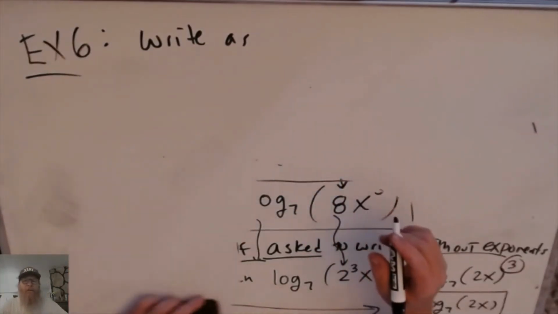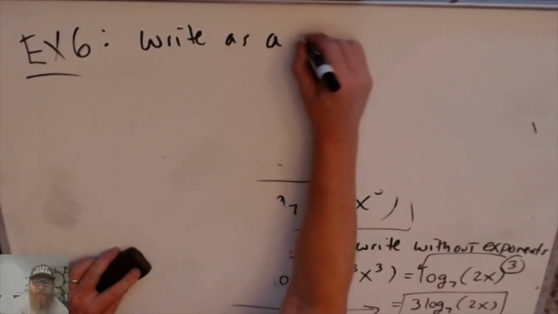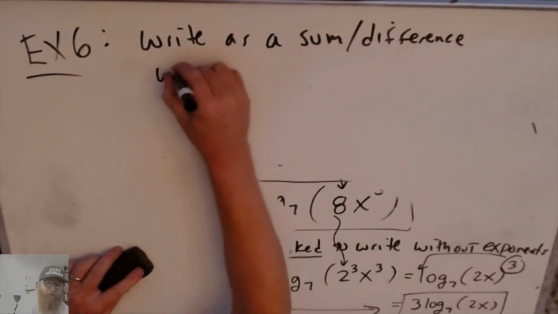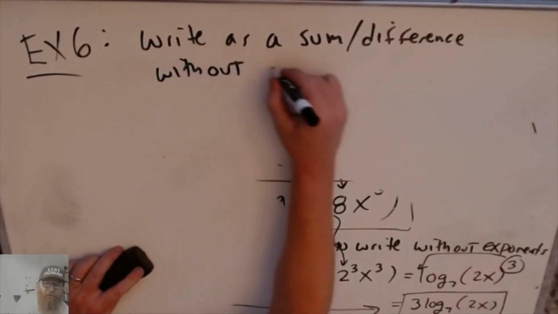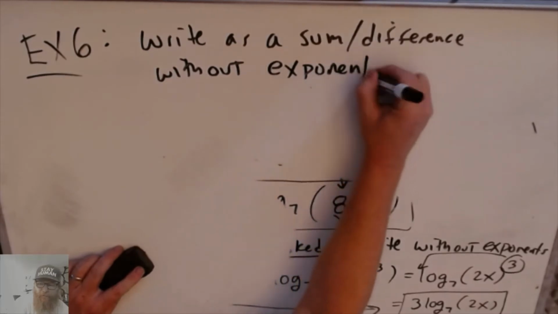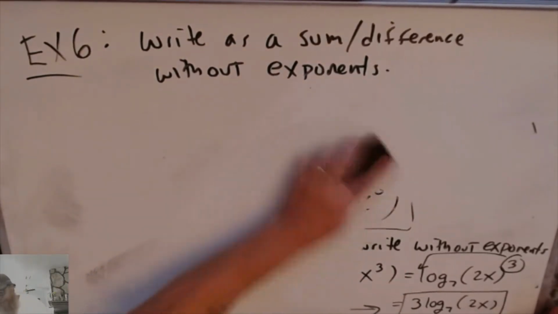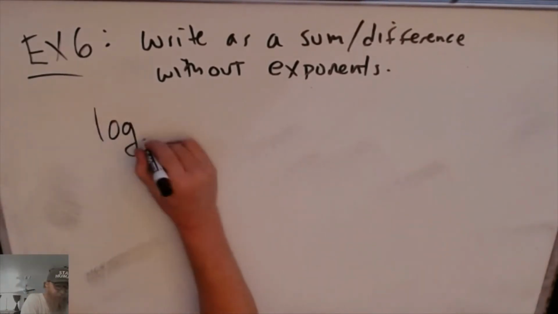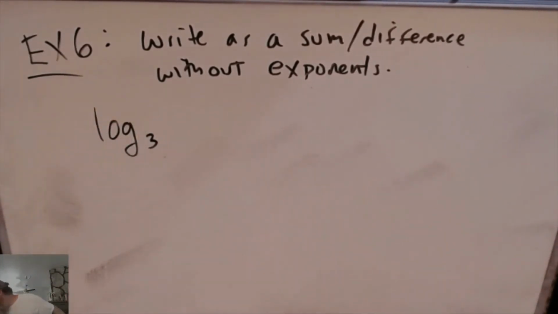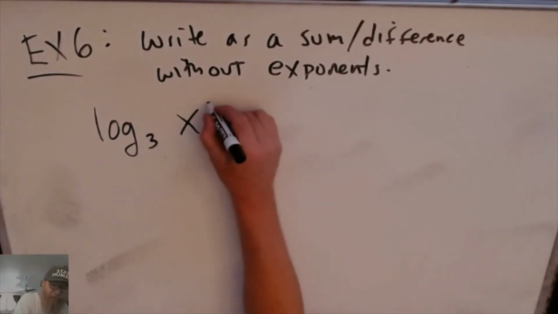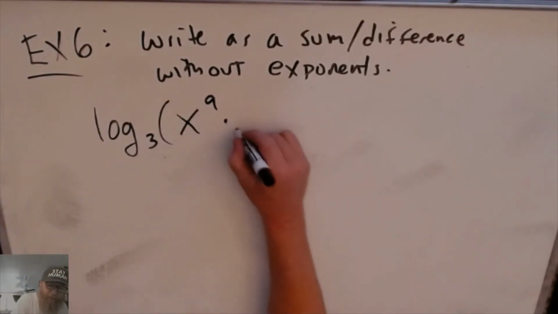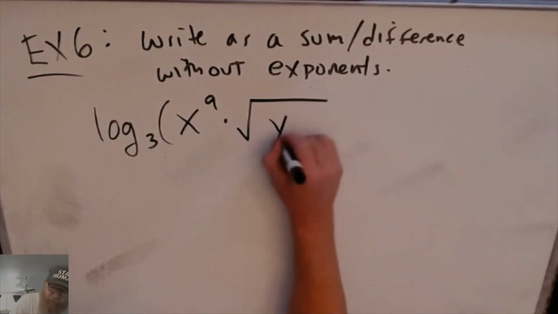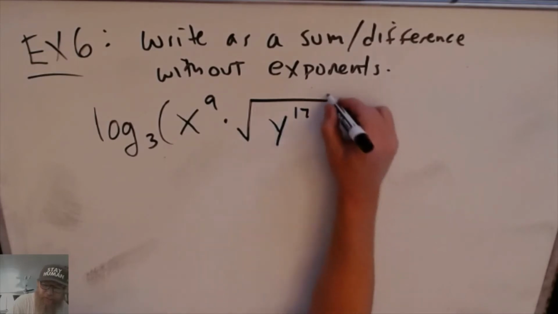So I want you to write the next one as a sum or a difference without exponents. Basically what I was just describing. Log base 3 of x to the 9th times the square root of y to the 17th.